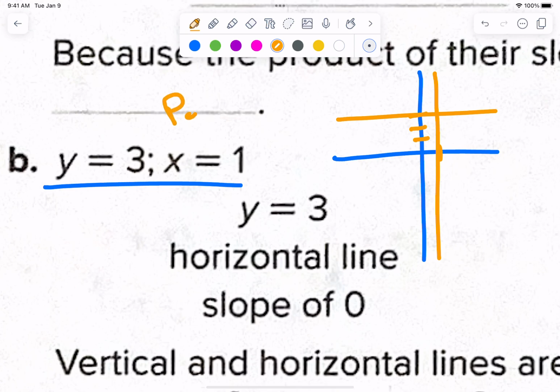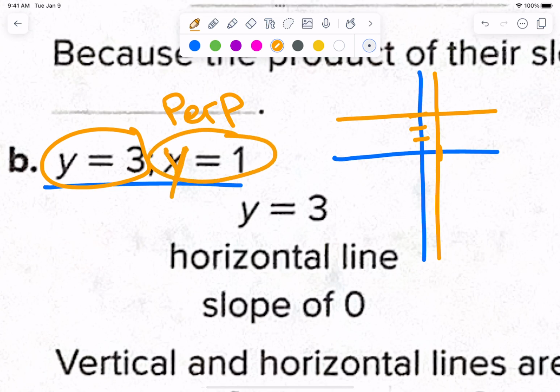Those are perpendicular. Now, what if I would say y equals 3 and y equals 1? Are those parallel, perpendicular, or neither? In that case, they would be parallel because I would have y equals 1 and y equals 3. Does that make sense? So if it's the same one, then they're parallel. But if it's y equals something, x equals something, then they're perpendicular. Got it? Happy with that?